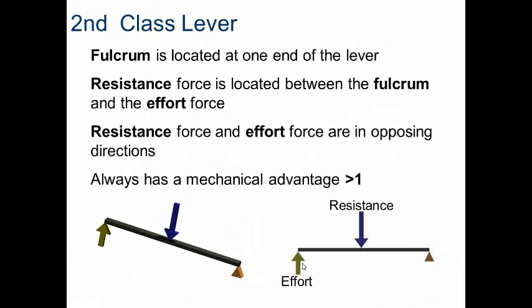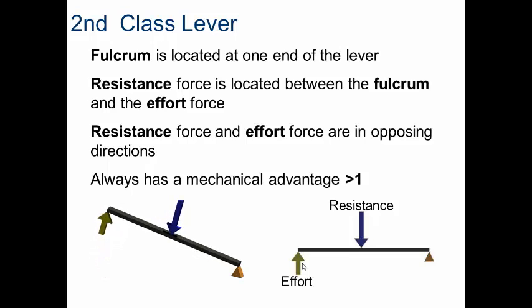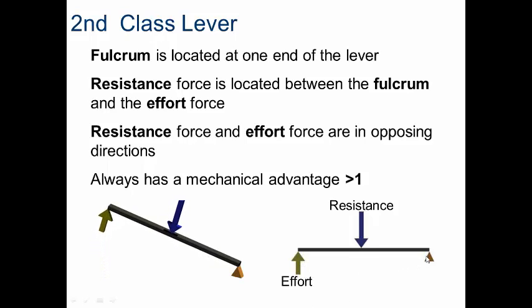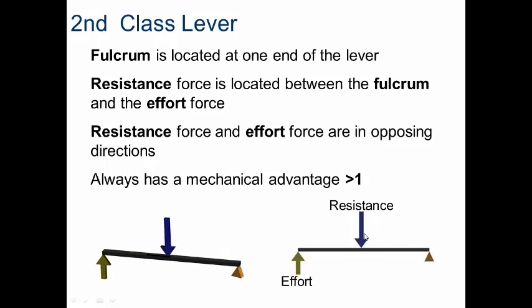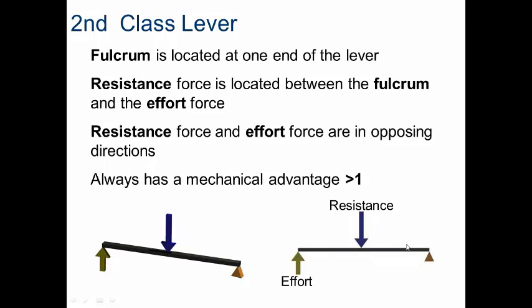With a second-class lever, the fulcrum is located at one end of the lever. Then the resistance force is located between the fulcrum and the effort force. The resistance and the effort force are in opposing directions. A second-class lever will always have a mechanical advantage greater than 1, again, because the distance from the effort to the fulcrum is greater than the resistance to the fulcrum. No matter where this resistance goes along the lever, since the effort's on the end, that distance will always be greater.